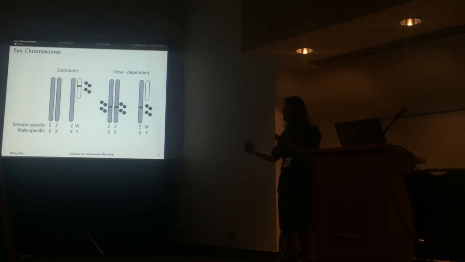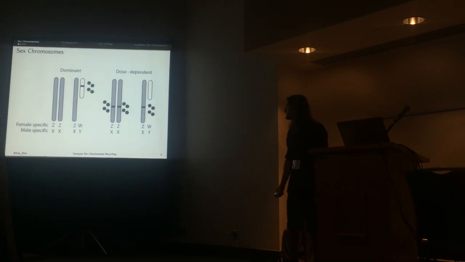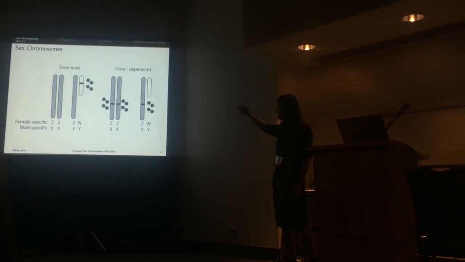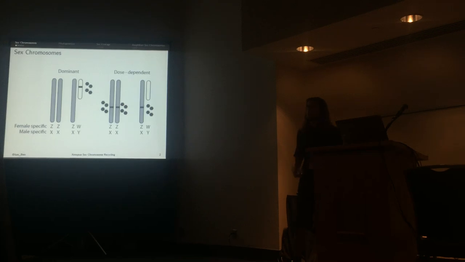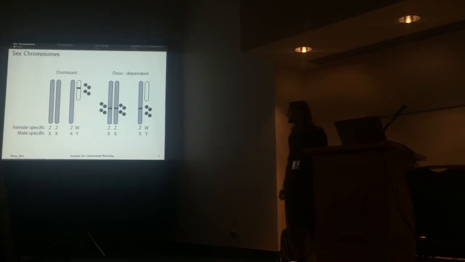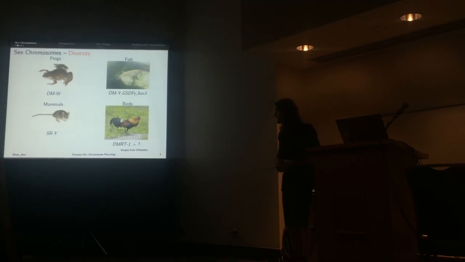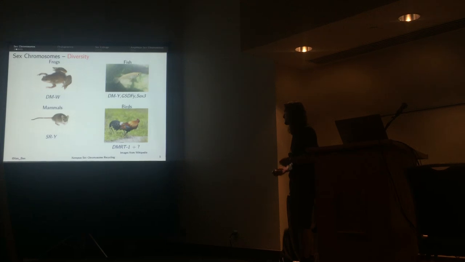And there can be dominant systems, dose-dependent systems, other systems. I'm keeping this fairly vertebrate specific. These systems can have, say, one gene controlling sex or a dose imbalance between males and females. You can have female-specific systems with the W chromosome, male-specific systems with the Y chromosome. And we know about a fair bit of diversity in terms of what is the master regulator across vertebrates.